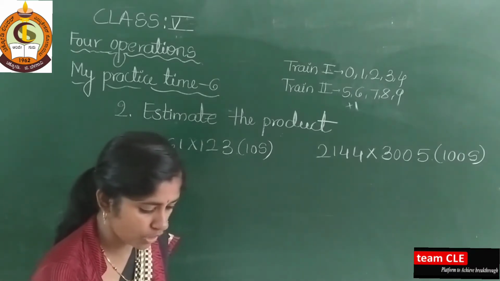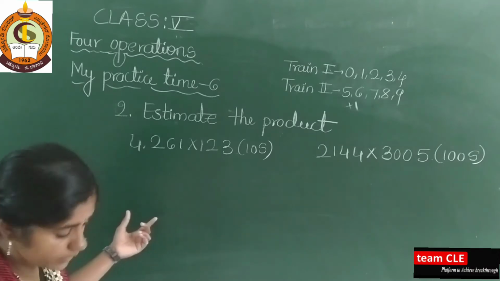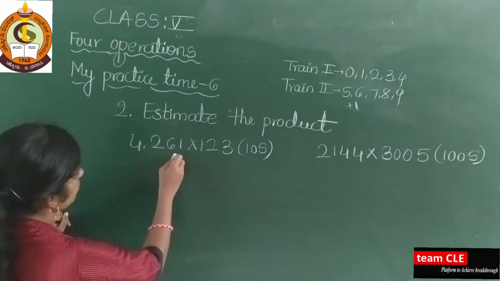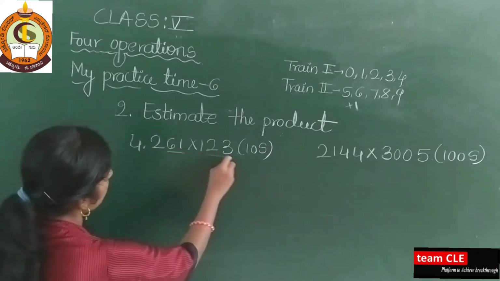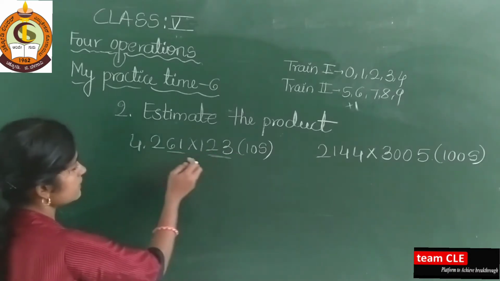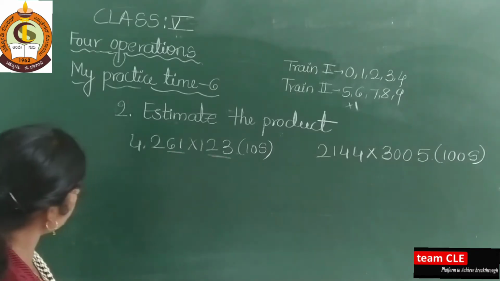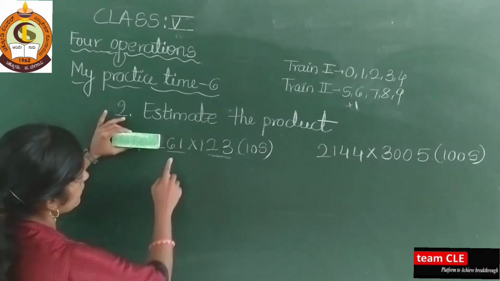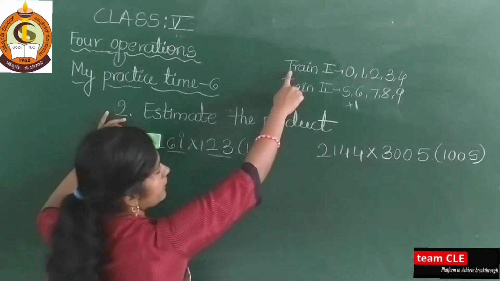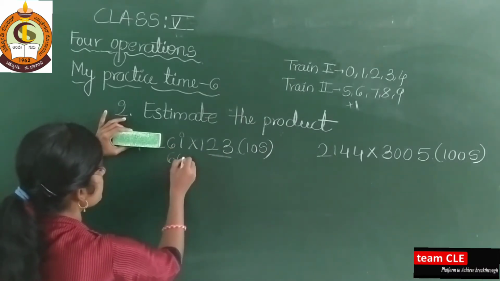First of all you need to see the numbers. Here 61 is there, and here 23 is there, and we need to round to the nearest tens. Just see the tens place; hide this for the time being. In the ones place 1 is there, so there is no need to add 1. So its rounded number is 60.